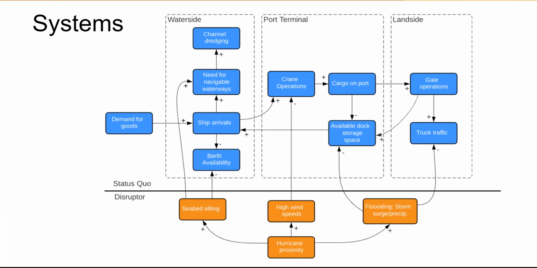This image shows how the different systems and components of a Seaport SOS are interrelated. The waterside system represents maritime components such as ships, navigable waterways, and dockside berths. Port terminal facilities include assets such as cranes, cargo moving components like forklifts, and dock storage space. Finally, landside connections include freight, highway, trucking. The hurricane disruptor affects the status quo through hazards such as seabed silting, high winds, and flooding.